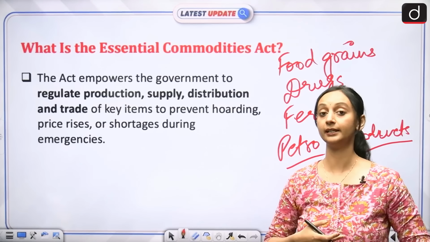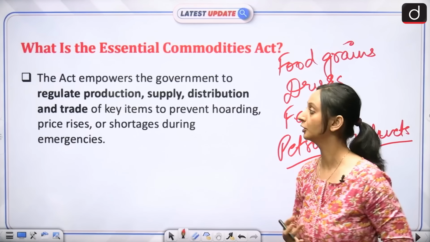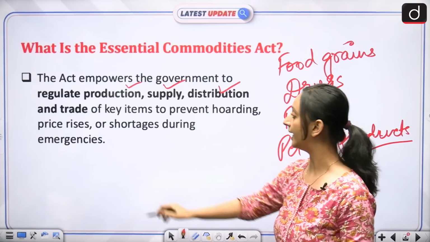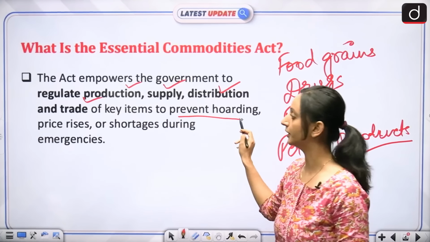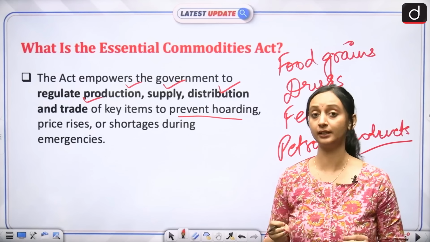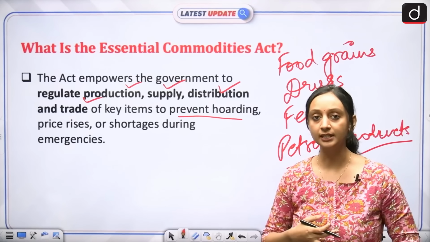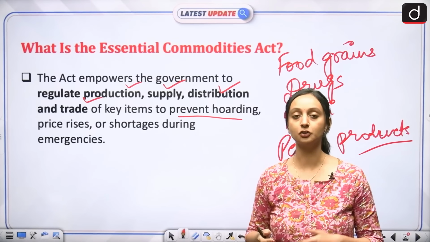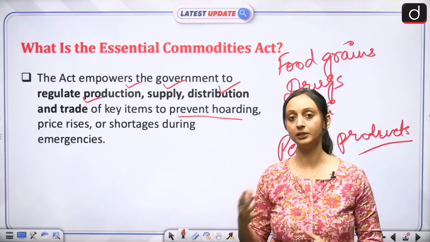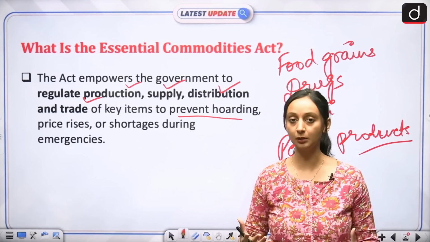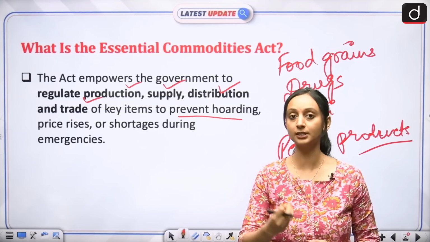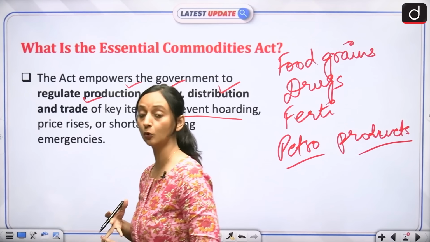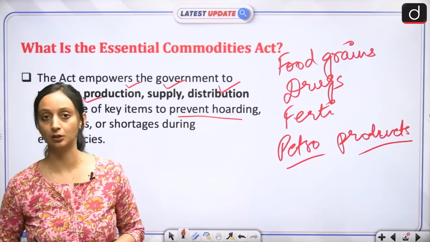So this act basically empowers the central government to regulate the production, supply, distribution and trade of key items to prevent hoarding, price rise, shortage during the times of emergencies. Emergencies like natural disasters, calamities, wars, escalations, or even during the times of COVID, we saw such a thing. So whenever the production and supply of essential commodities have to be regulated, it is so that there's no black marketing, no hoarding, no stockpiling of essential commodities.